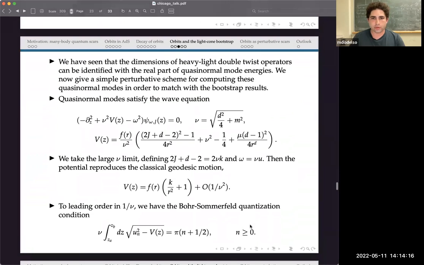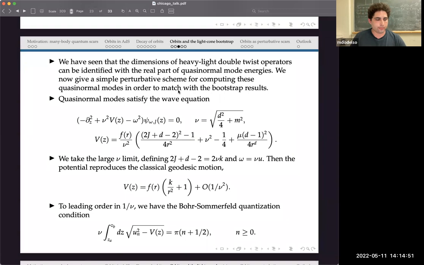Okay, so now let's do some computations. The fact that these dimensions of these operators are equal to the real parts of quasi-normal energies is very powerful for computations, because we can just compute the quasi-normal energies and we don't have to think about the bootstrap. So let's give a simple perturbative scheme for computing these quasi-normal energies. I want to match with the bootstrap results, and I want to extend them as well.